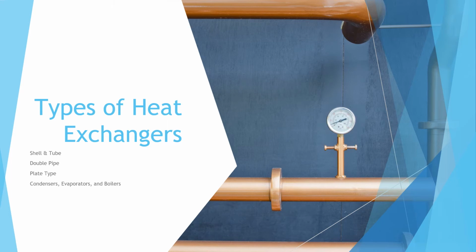Now for the different types of heat exchangers. There are several different variants of heat exchangers available. Some of them are more common than others, depending on the type of industry, space, and cost you'd like to use. I will discuss 4 of them. They are as follows: the shell and tube, the double pipe, the plate, and condensers, evaporators, and boilers.